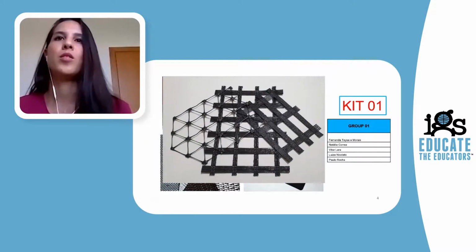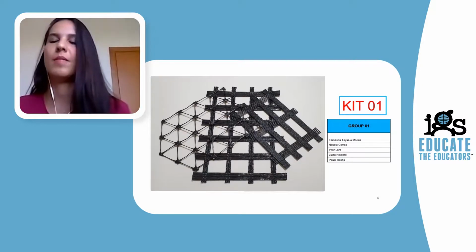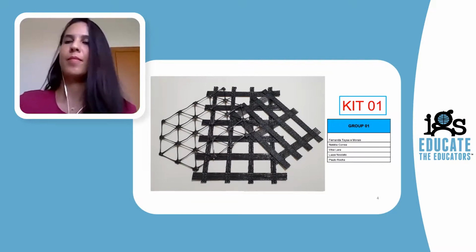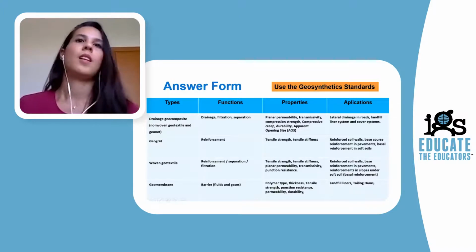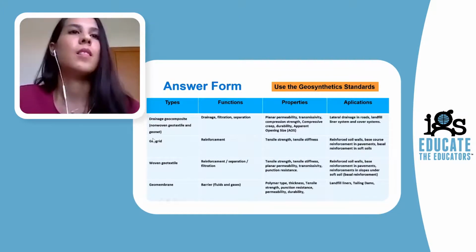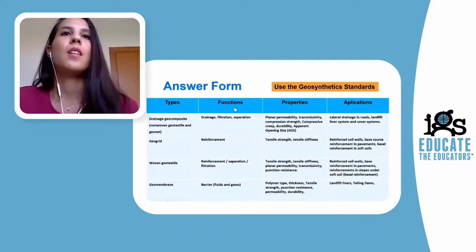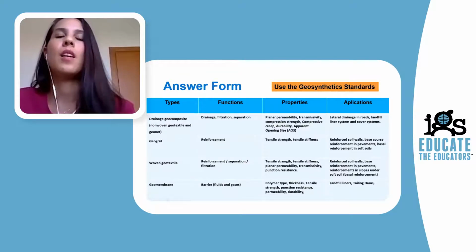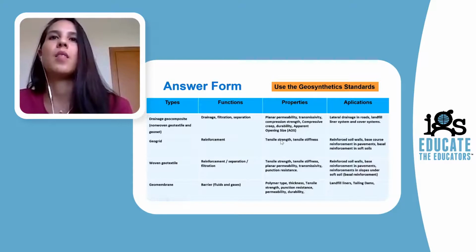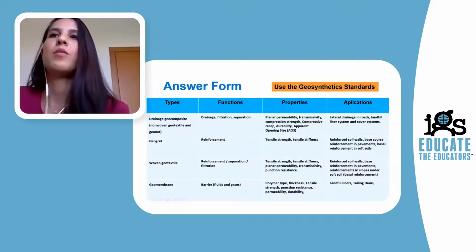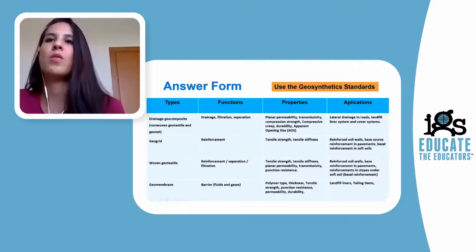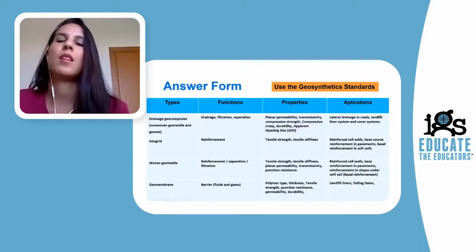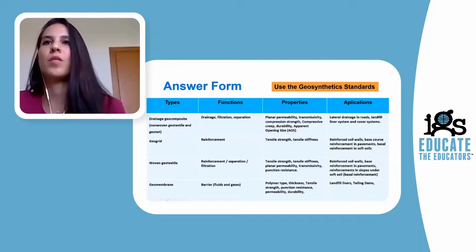So the material number 2 is a geogrid. That's this one here. The function: reinforcement. The main properties: tensile strength, tensile stiffness. And for the applications: reinforced soil walls, force reinforcement in pavements, basal reinforcement in soft soils.